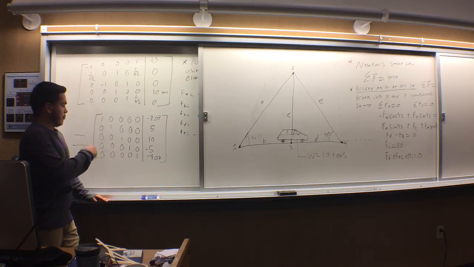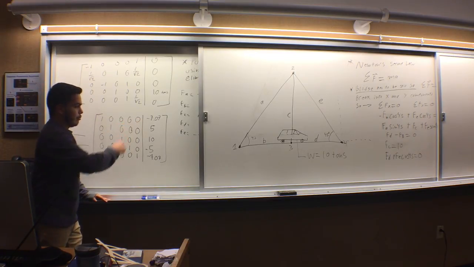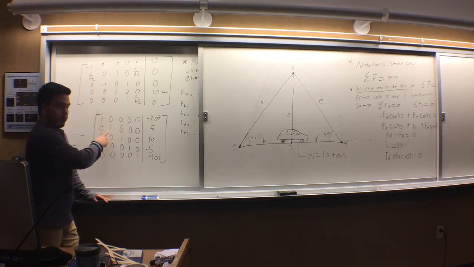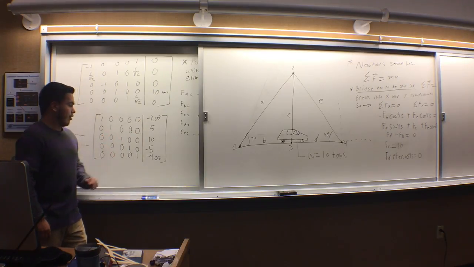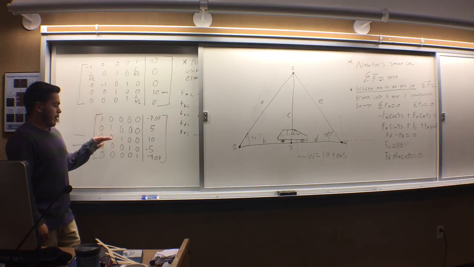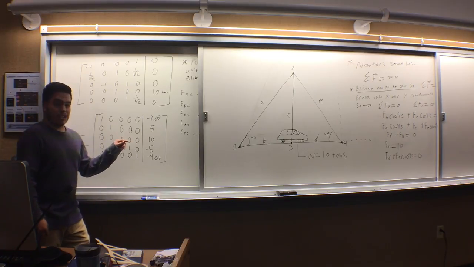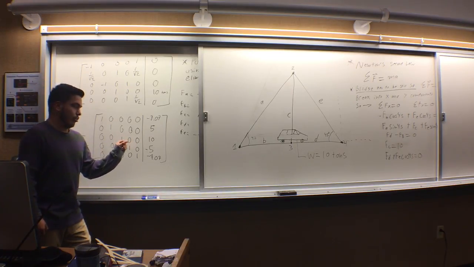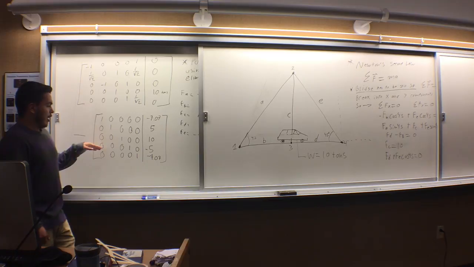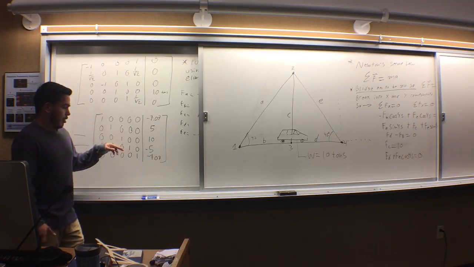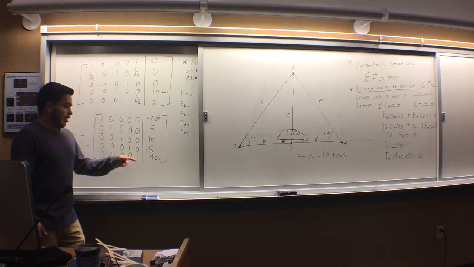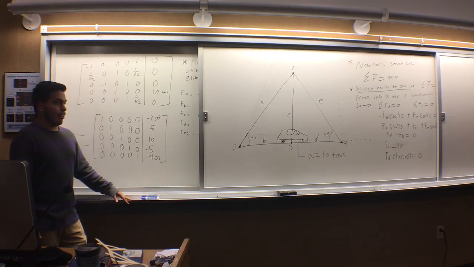The force acting on beam A is negative 7.07. The force acting on beam B is 5. The force acting on beam C is 10, which is our weakest point because that's where our car is located. Then we got the force acting on beam D is negative 5, and the force acting on beam E is negative 7.07 as well.